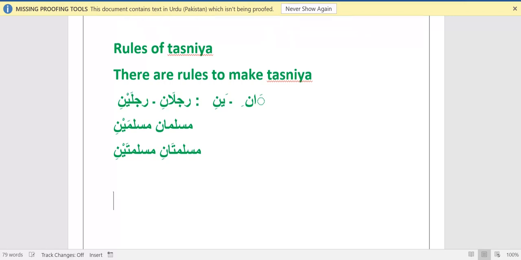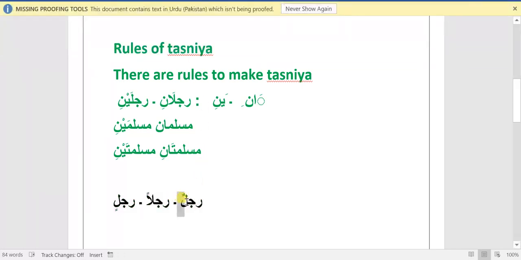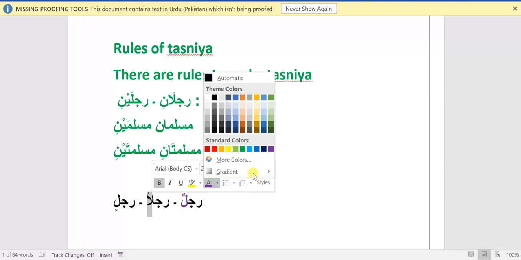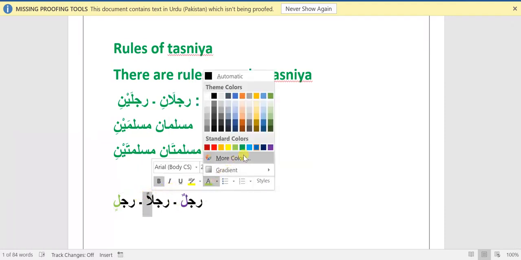So remember, in Arabic language there are three types of Arab: Zamma, Fatha and Kasra. But if you look at these Arab, you will see the same word Rajul has three different Arab. Rajulun, the example with Zamma. Rajulan, example with Fatha. And Rajul with Arab Kasra. Same word with three different Arab.